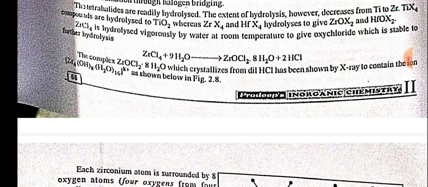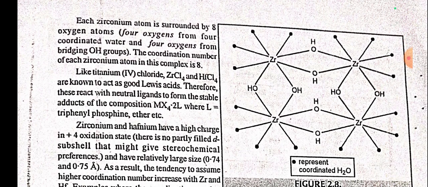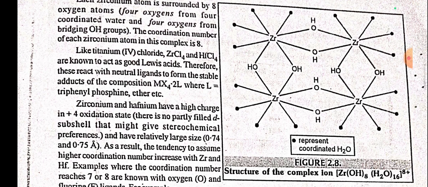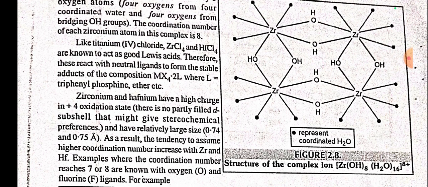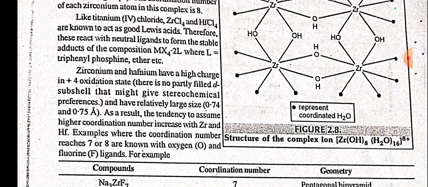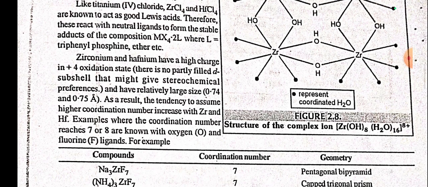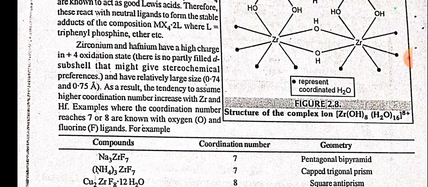The complex which crystallizes from dilute HCl has been shown by X-ray to contain the ion. Each zirconium atom is surrounded by 8 oxygen atoms, 4 oxygen from 4 coordinated water and 4 oxygen from bridging OH. The coordination number of each zirconium atom in the complex is 8. Like titanium chloride, ZrCl4 and HfCl4 are known to act as good Lewis acids. Therefore, these react to form stable adducts of the composition MX4L2, where L is triphenylphosphine.